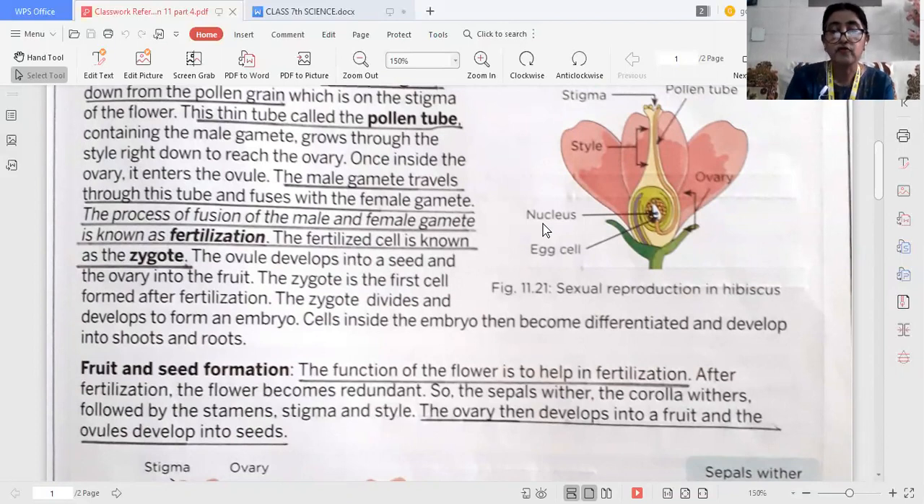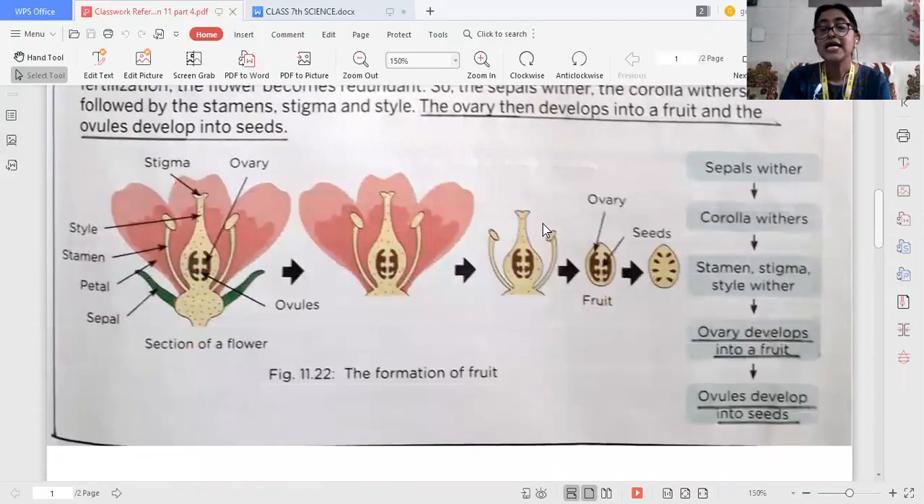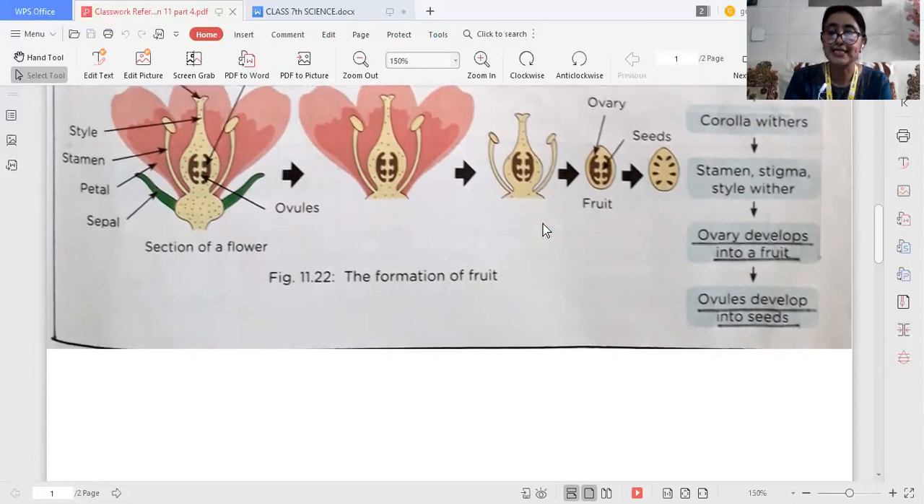So simply what we can say, sepals wither, then corolla withers, then stamen, stigma, style all go away, and after that the ovary develops into a fruit and the ovules develop into seeds.